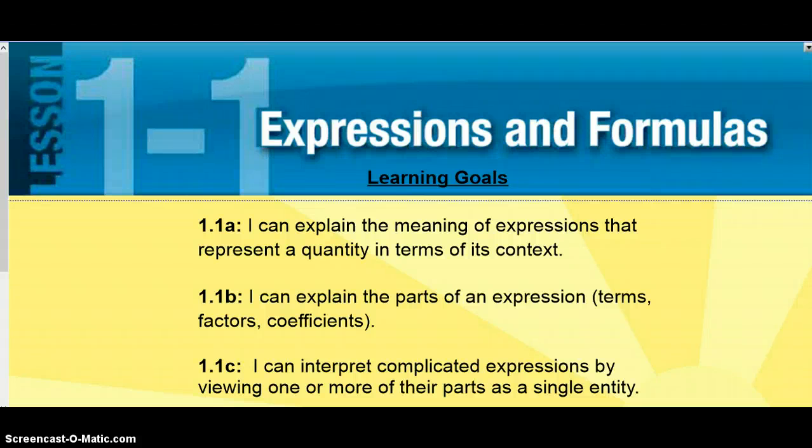Okay, welcome to Chapter 1. We're in the first section and second section today. It's all about expressions and properties. These are our learning goals. We're going to focus more on the simple part of expressions, and then we will put them into context when we get into class. So let's get started.